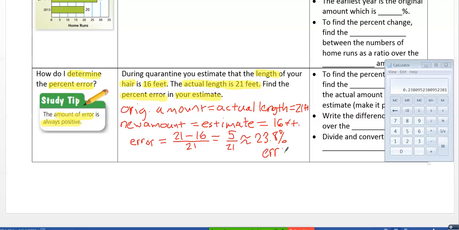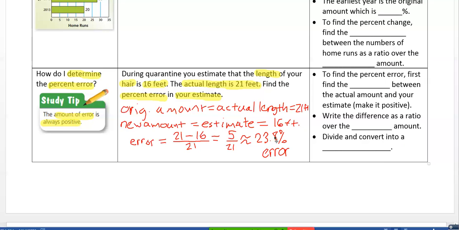All right. On Big Ideas, it may say round to the nearest whole percent, in which case we would say 24%. It may say round to the nearest tenth, which is what we did, 23.8. To find the percent error, first find the difference between the actual amount and your estimate. Make it positive. Write the difference as a ratio over the new amount, which, of course, is the actual amount.